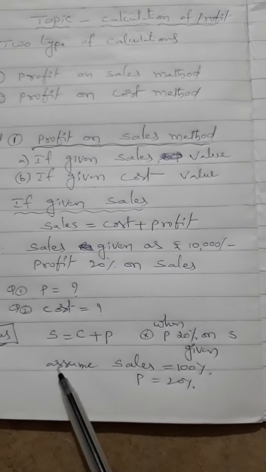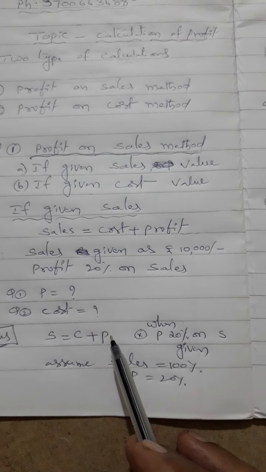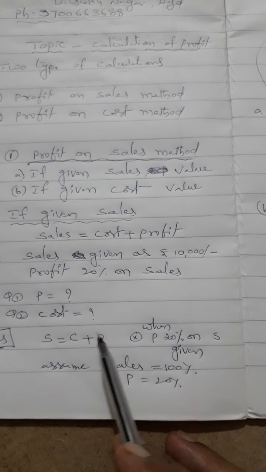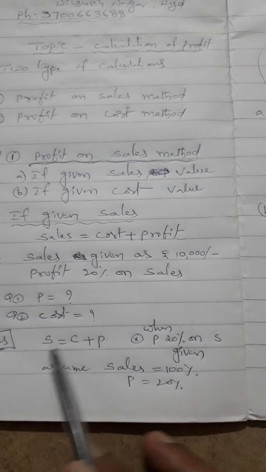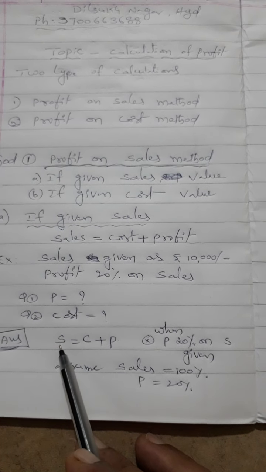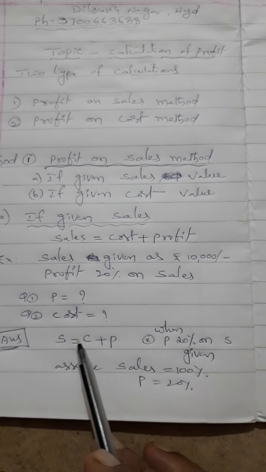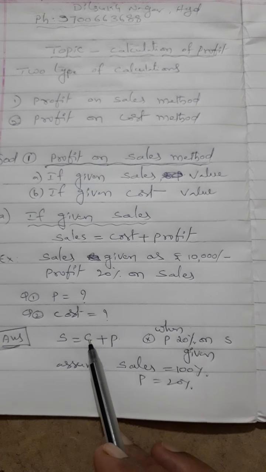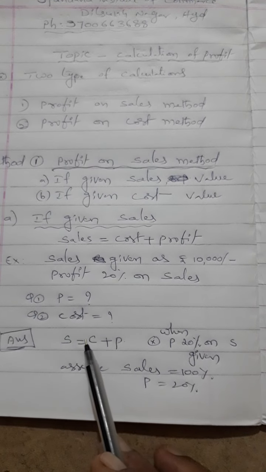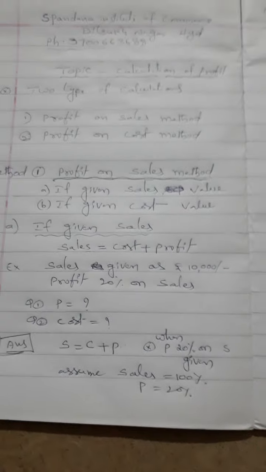Generally, every businessman sells their goods with some profit, meaning they add some profit to the cost. After that, the value that results is called the sales. Now I am showing one equation. Sales value includes the cost value as well as the profit. That's why the equation is: sales is equal to cost plus profit.